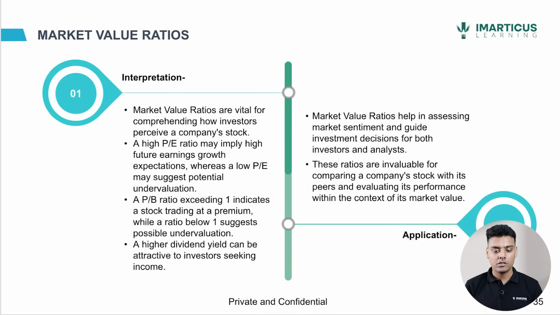What is the interpretation of these ratios? The market ratios are helpful in comprehending whether I want to invest in this company or not. A high PE ratio may show that there is a potential for future growth, whereas a low PE ratio might suggest that the company is undervalued. A price to book ratio of more than 1 might suggest that the stock is trading at premium, whereas a price to book ratio of less than 1 might suggest that the stock is undervalued.